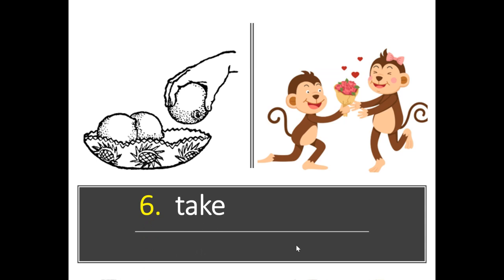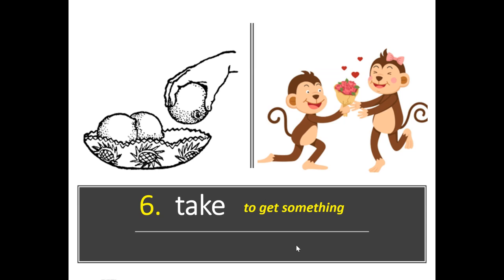They both show take. Oh, so the girl monkey is taking the flowers and the person is taking a lemon or an orange from the bowl. Take. T-A-K-E. So make sure you write take for number 6. Take means to get something.